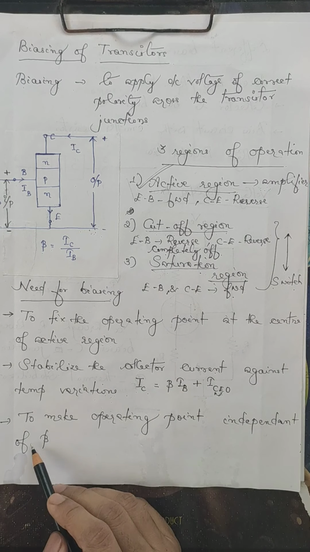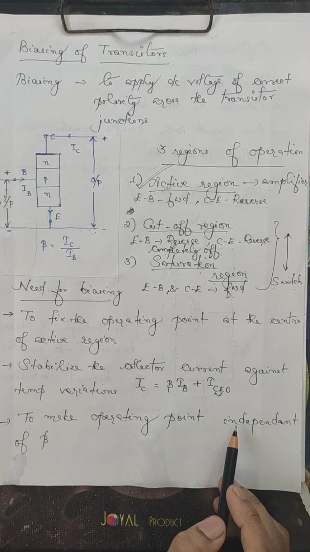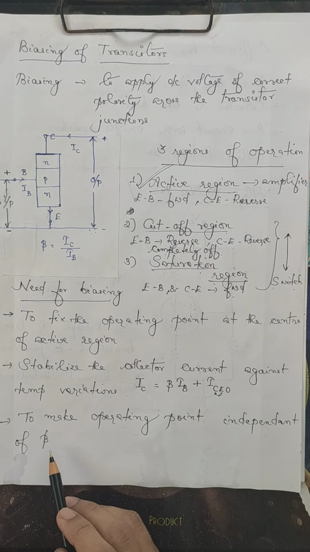And the third point is to make the operating point of the transistor independent of current gain beta.